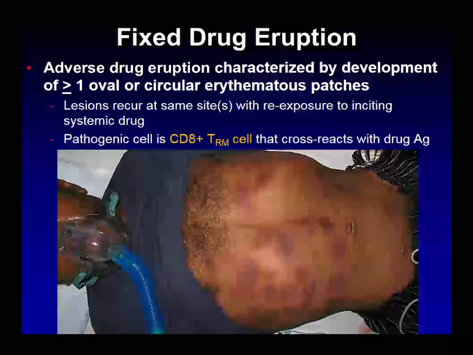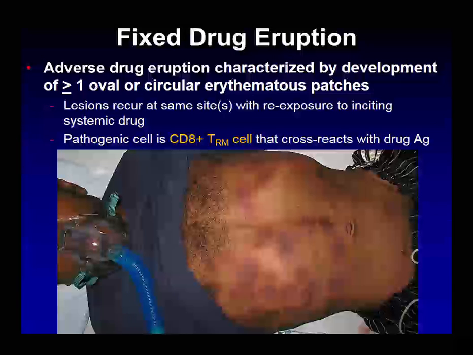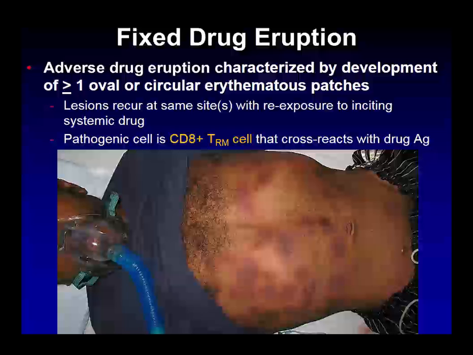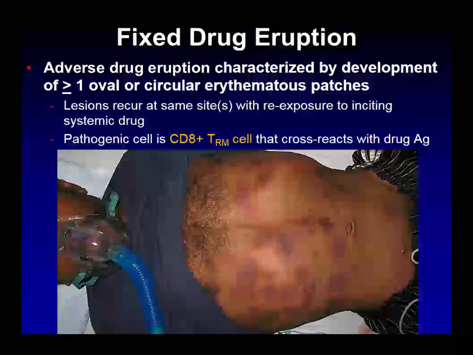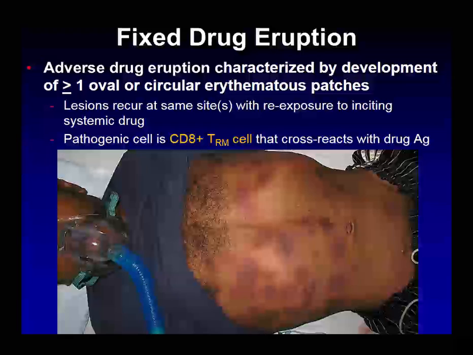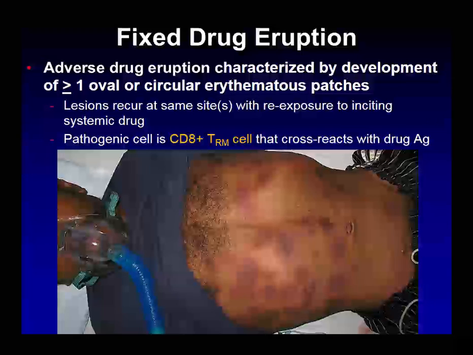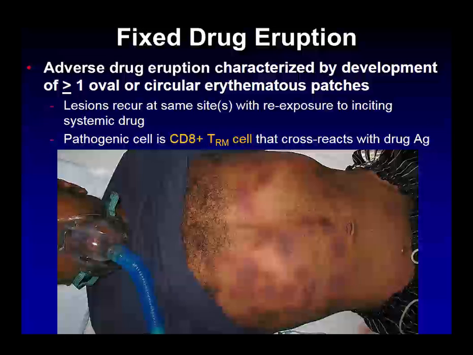Fixed drug eruption is an adverse drug reaction that's characterized by the development of one or more round to oval erythematous to violaceous patches. These can become bullous in nature. It can be a widespread eruption. The interesting thing about this reaction is that even if a patient only has one lesion, every single time the patient is exposed to the inciting agent, that lesion will appear in the exact same anatomic location.